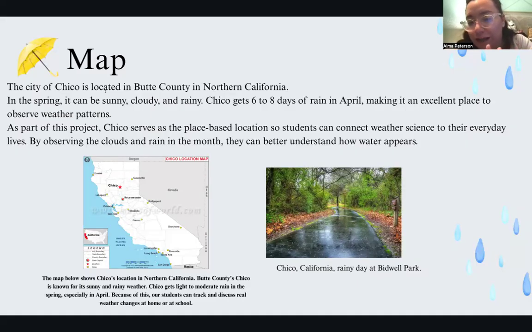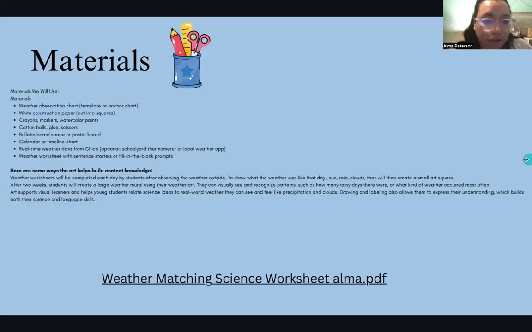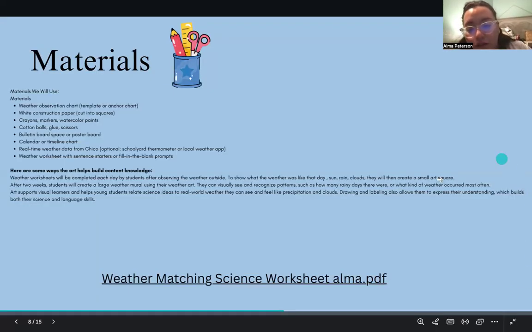And then another one is Chico, California, rainy day at Bidwell Park. As part of this project, Chico serves as a place-based location so students can connect the weather to their everyday lives by observing the clouds, the rain, and the month. They can also have a better understanding of how water appears. The material here is all the material that they will need. If you click on this worksheet, it will lead you to a worksheet that I would like them to do.